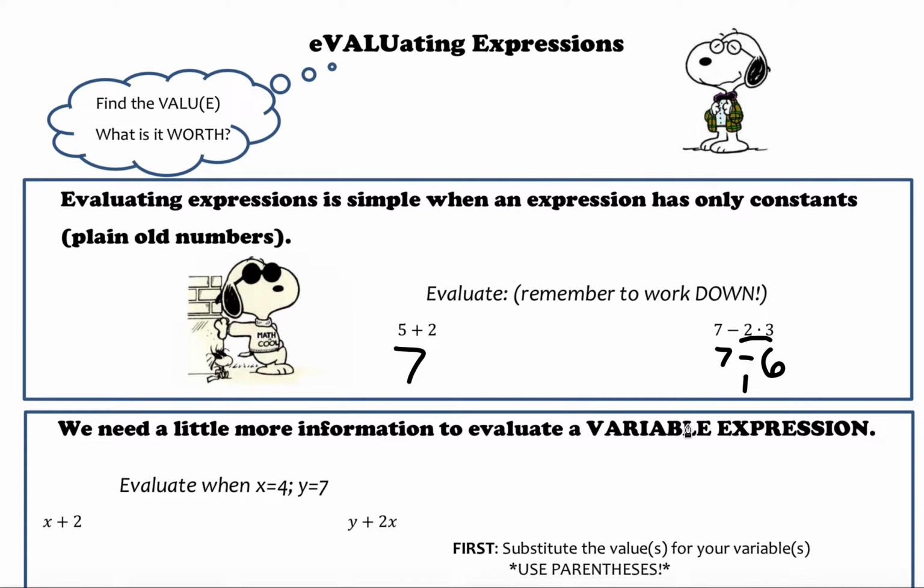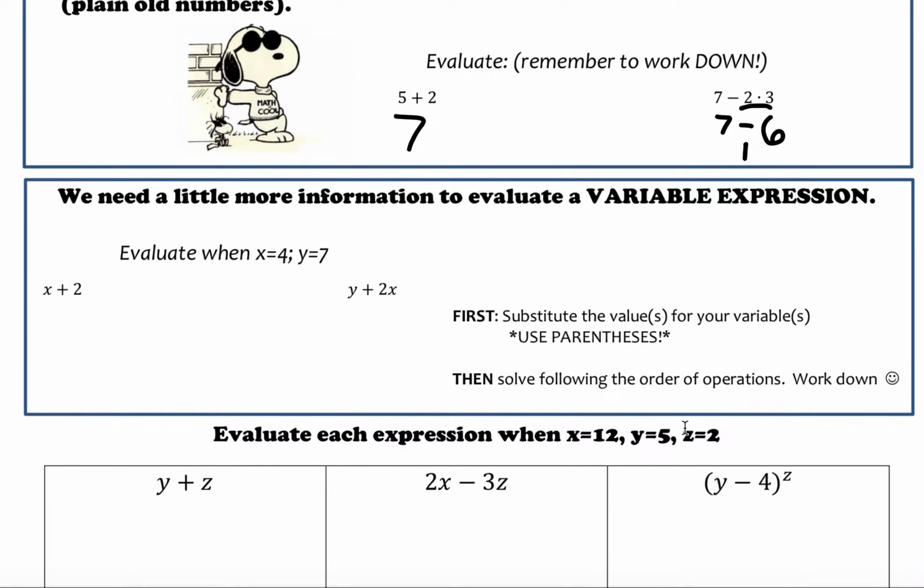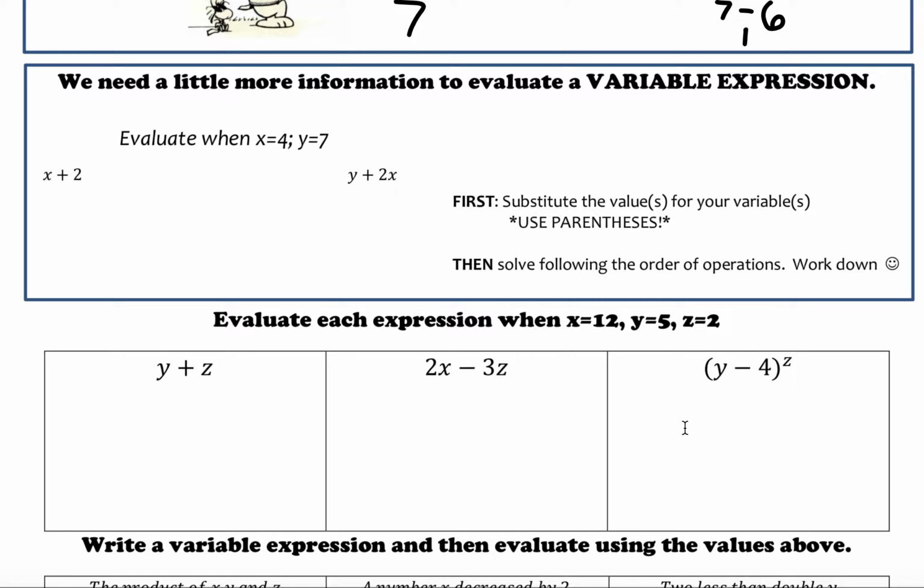We need a little bit more information when evaluating a variable expression. So don't forget, a variable is a number or symbol that represents a number. So here it says evaluate when x equals 4 and y equals 7. So x equals 4, y equals 7. Whenever you're inserting a number in for a variable, you are always to put it into parentheses.